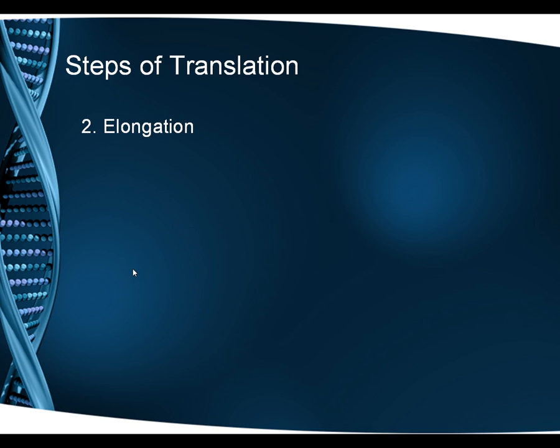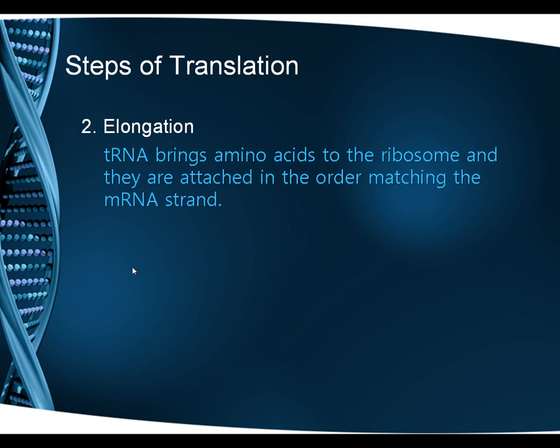The next step of translation is elongation. We're going to elongate that amino acid chain. So write this down. tRNA brings amino acids to the ribosome, and they are attached in the order matching the mRNA strand.